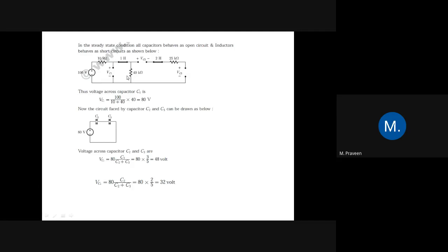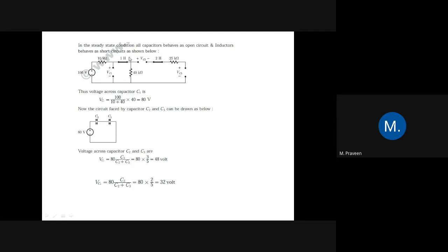So now first we have to find the voltage across capacitor C1. So here we have to find VC1. To find VC1, we have to apply the voltage divider formula. So here we have 10 kilo ohm, here we have 40 kilo ohm, here 100 volt. The voltage is 100 volt, therefore 100 divided by the summation of the two resistances, 10 plus 40, into the opposite resistance, which is 40. So therefore it is equal to 80 volt. That is the voltage across C1. So now we got the VC1 value. Next we have to find VC2 and VC3.